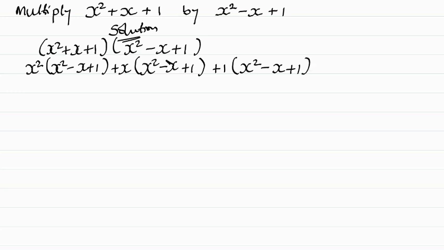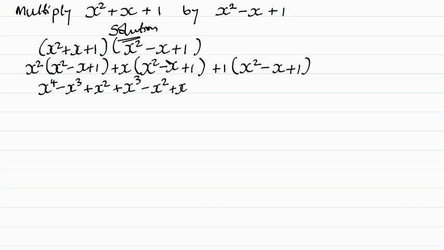Now we proceed by multiplying x squared times x squared. This will give us x raised to power 4. x squared times minus x will give us minus x raised to power 3. x squared times plus 1 will give us plus x squared. Now plus x times x squared gives us plus x raised to power 3, plus x times minus x gives us minus x squared, plus x times plus 1 gives us plus x.